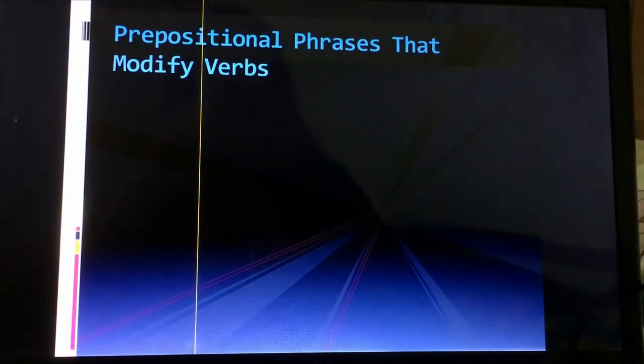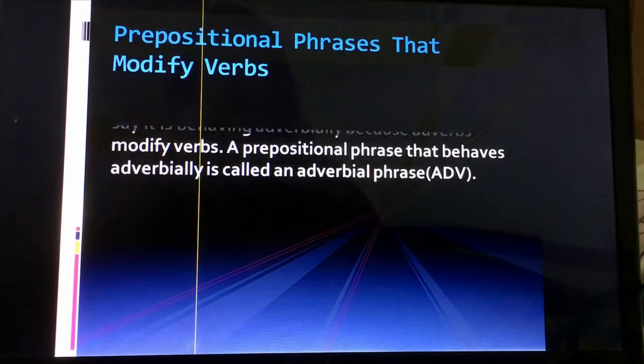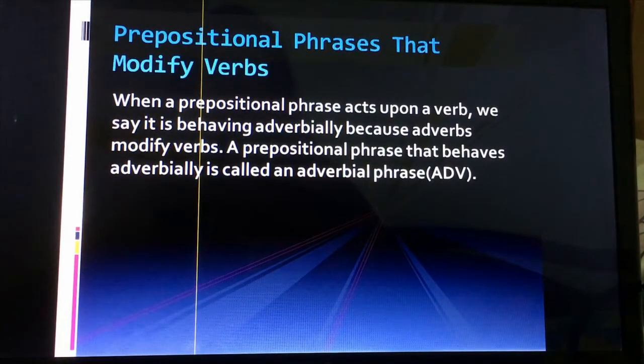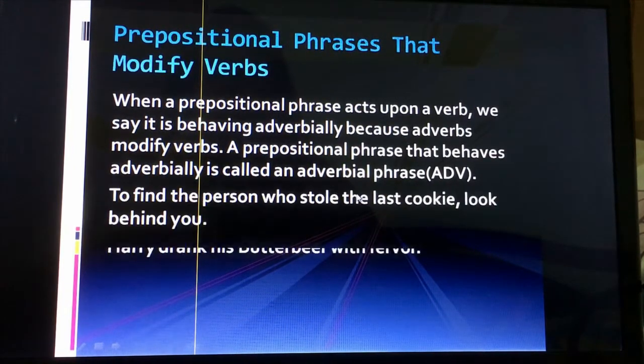Now we are going to see prepositional phrases that modify verbs. When a prepositional phrase acts upon a verb, we say it is behaving adverbially, because adverbs modify verbs. A prepositional phrase that behaves adverbially is called an adverbial phrase, which we can also call in a shorter way, ADV. In your textbook, you will also see that we call an adverbial phrase ADV. Let's see an example.